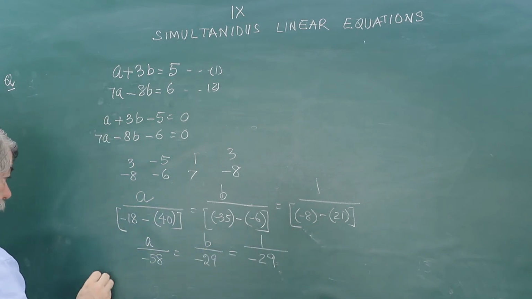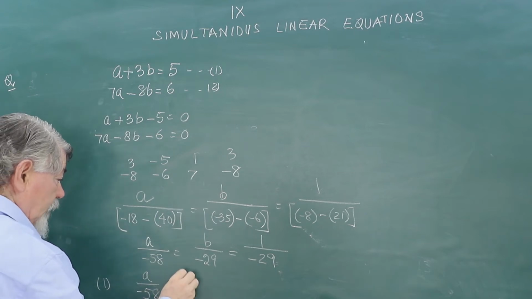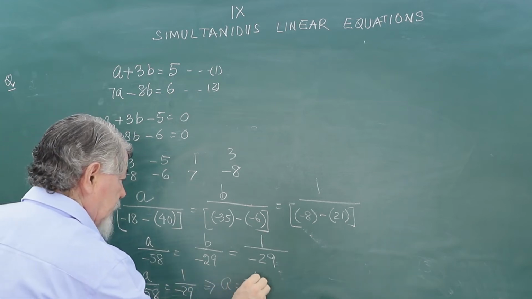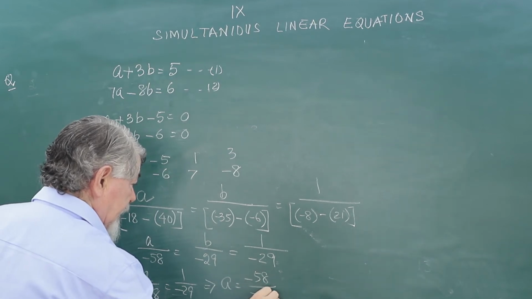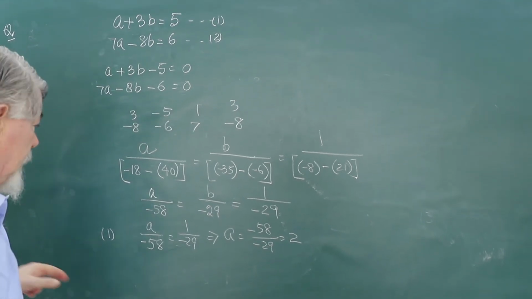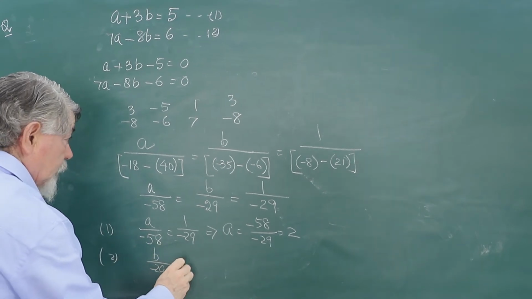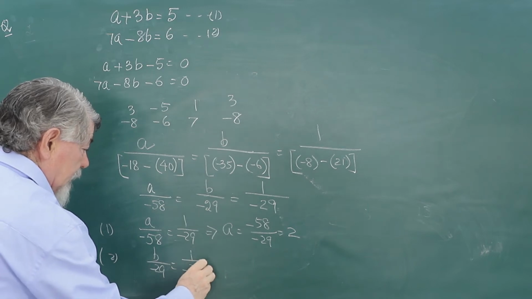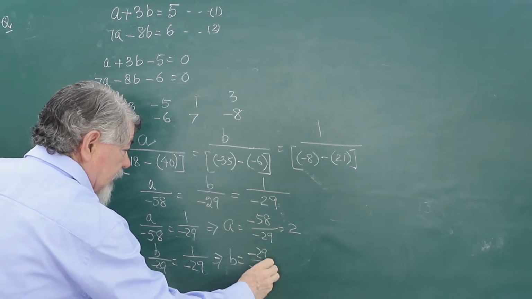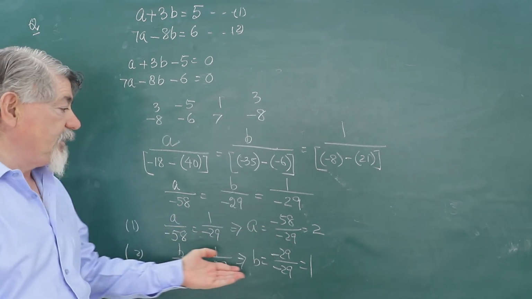So a upon minus 58 will be equal to 1 upon minus 29. That will imply a is equal to minus 58 upon minus 29. That will be 2, 29 2s are 58. Now the second one: b upon minus 29 is equal to 1 upon minus 29. So that will imply b is equal to minus 29 upon minus 29, that is equal to 1. So the value of a is 2, the value of b is 1.